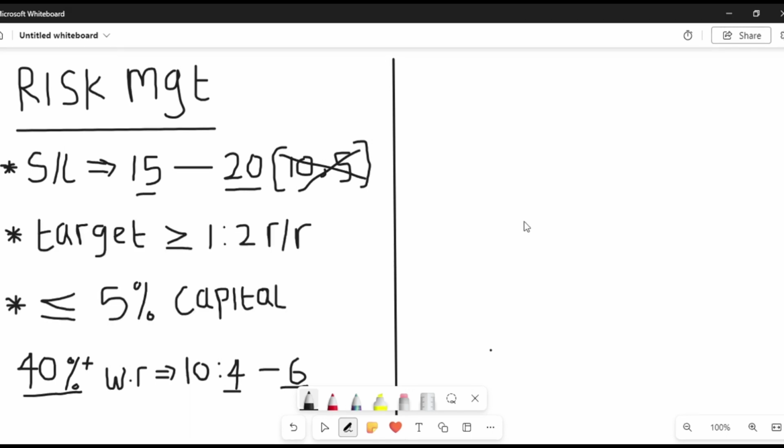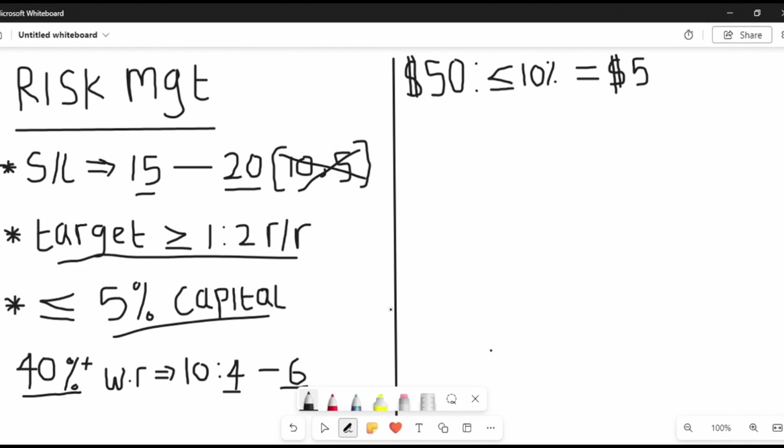Number 2 point to take note of is that your target should be a minimum of 1 to 2 risk to reward ratio. And the last key point, don't trade with more than 5% of your capital. Now let's draft this out assuming we have a capital of $50. First of all, we're not trading with more than 5% of our capital. So 5% of $50 is $5.